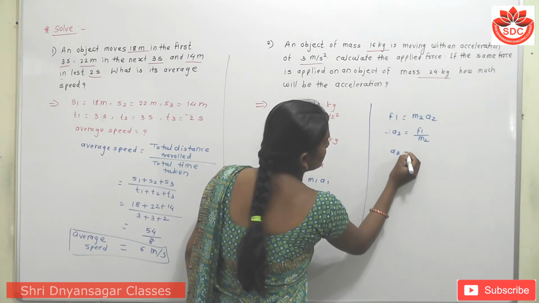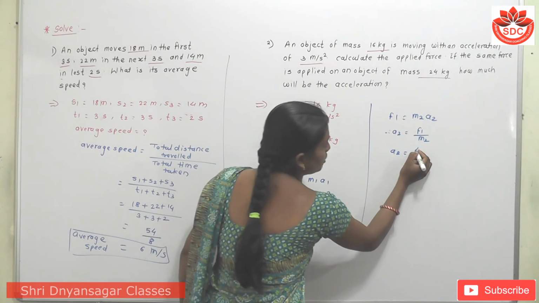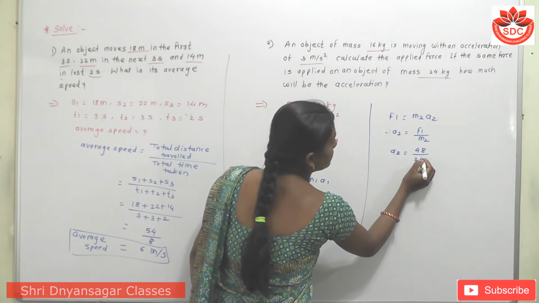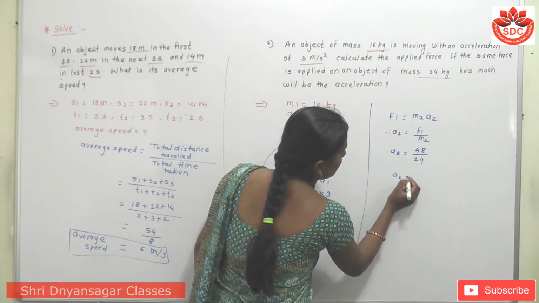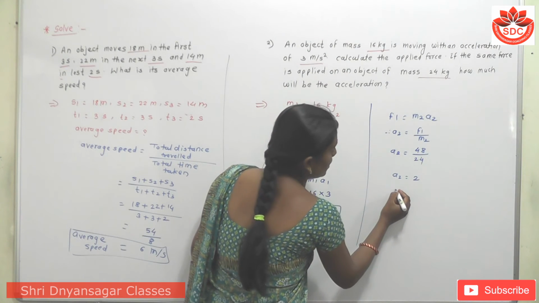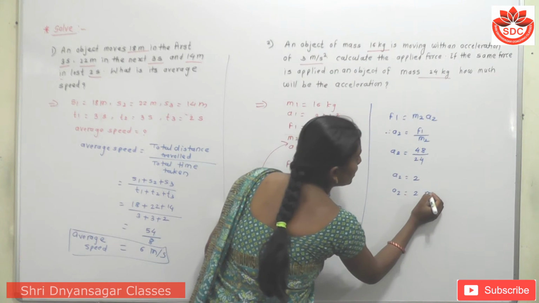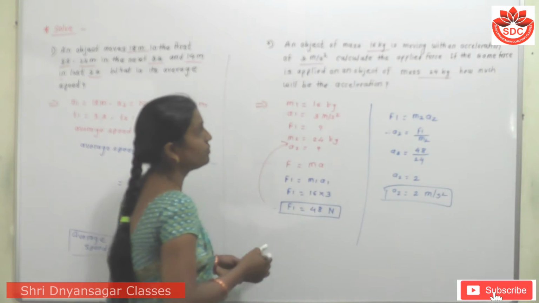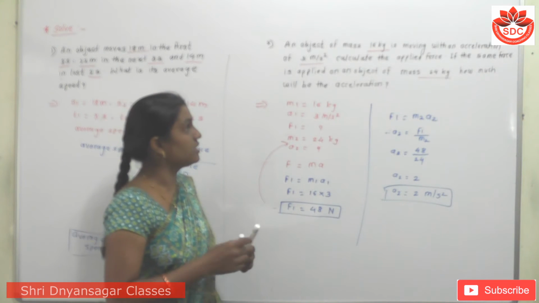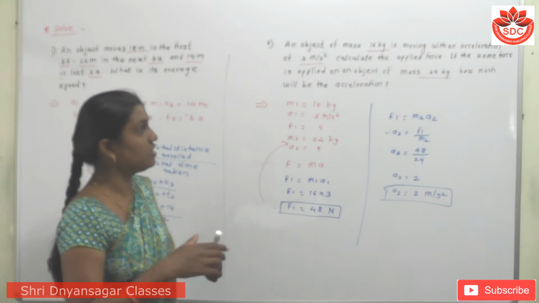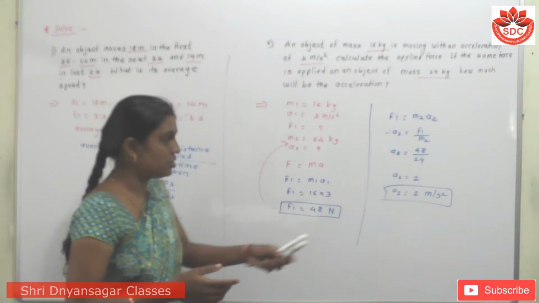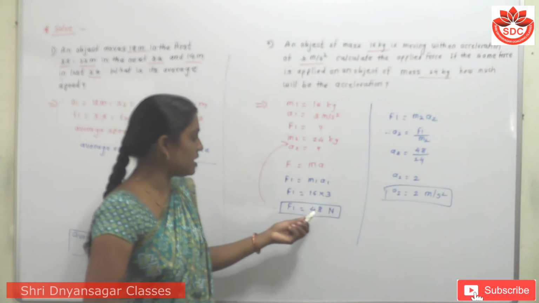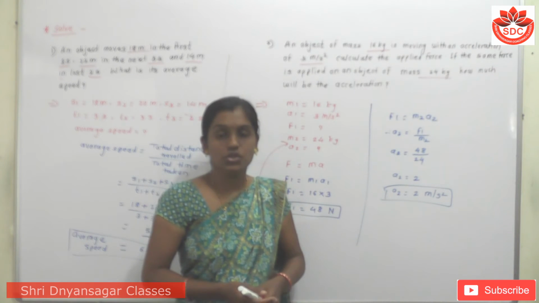So a2 is equal to f1 is 48 Newton and m2 is what? 24 kg. So a2 is equal to 24 2s are 48. So a2 is equal to 2 meters per second square is the answer. So the second object moves with an acceleration. Second object जो असेल त्याच्यावरती जर फोर्स अप्लाय केला तर त्याचं acceleration असेल ते 2 meters per second square असेल आणि जो फोर्स अप्लाय केलेला असेल तो किती असेल 48 न्यूटन.